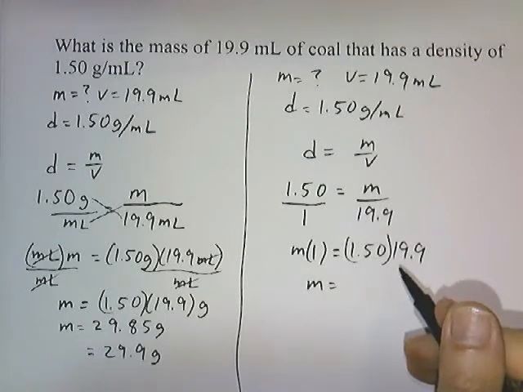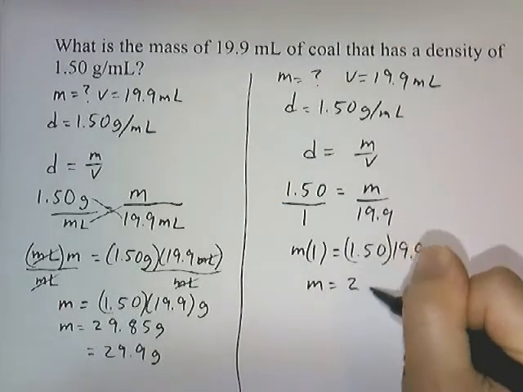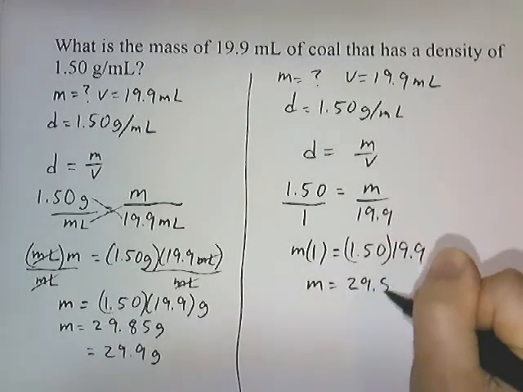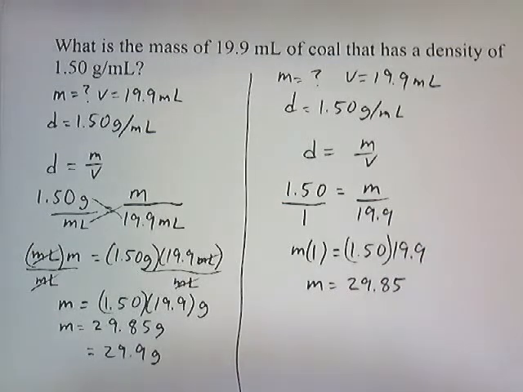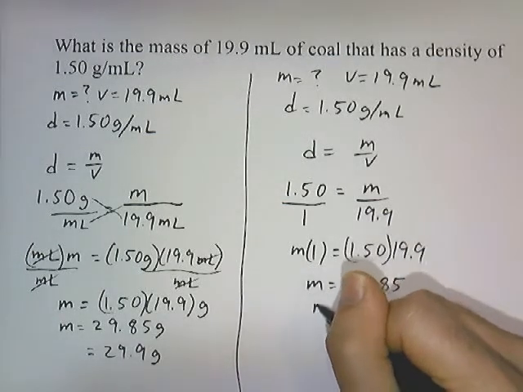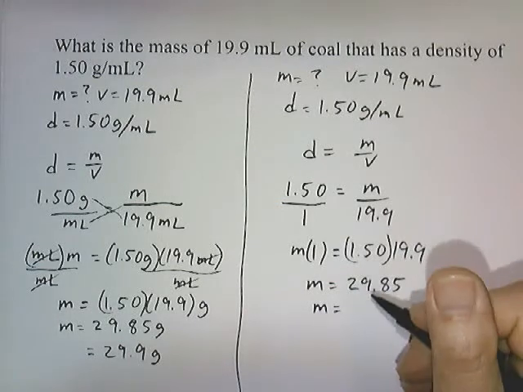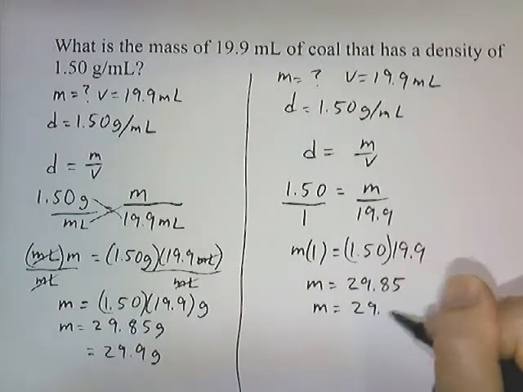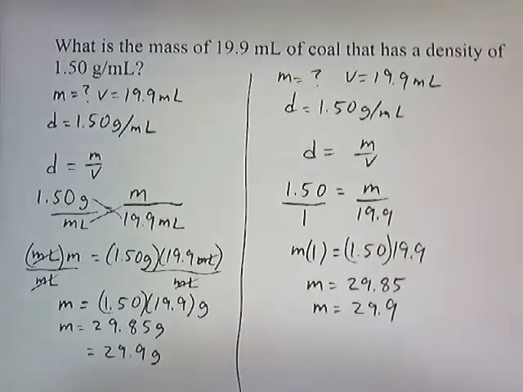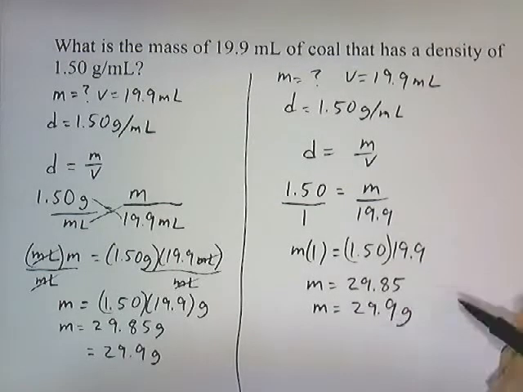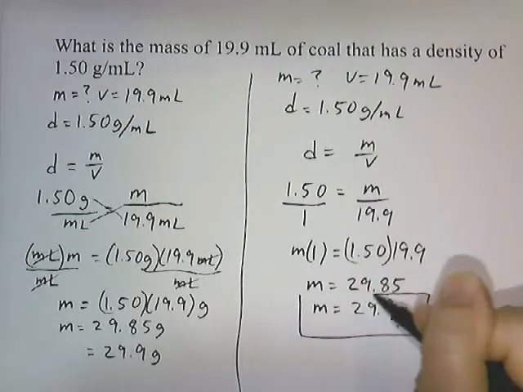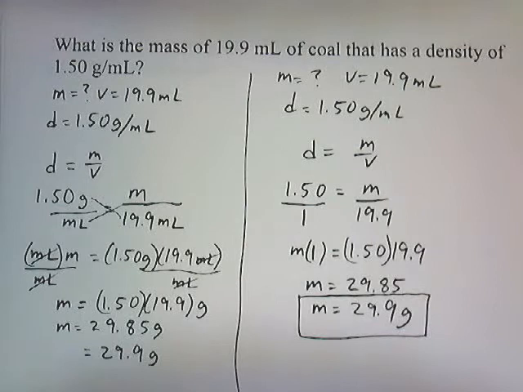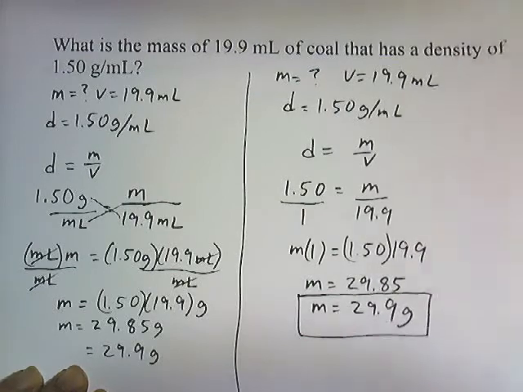1.50 times 19.9 is going to give me about 29.85. And then rounding to correct figures, we'll talk about rounding later, that's going to give me about 29.9. And since this is mass, the unit of mass is grams. So that's how I like to do things, and that's how I'm going to do it from now on. And by the way, it's the commutative property of multiplication, where it doesn't matter the order in which you multiply it, for all you math freaks out there.